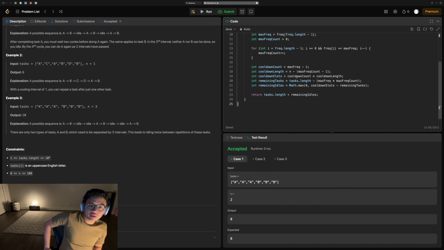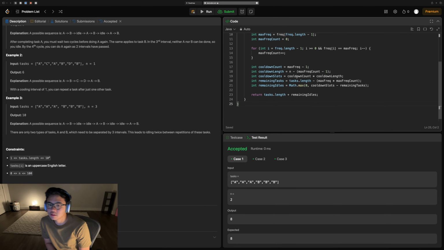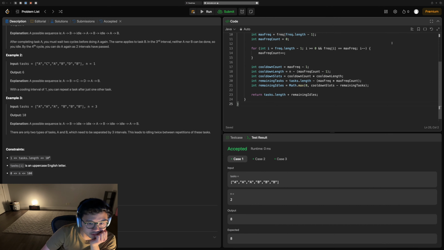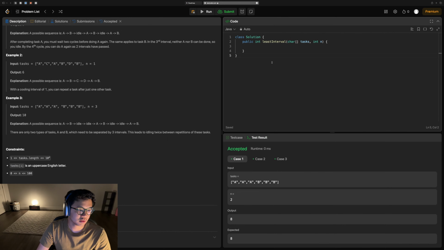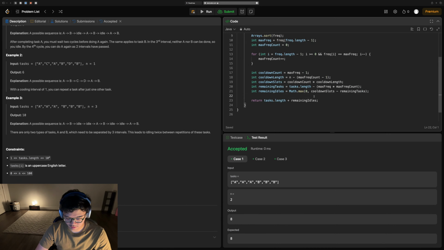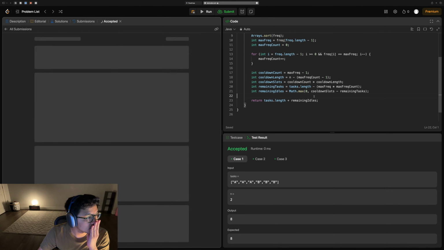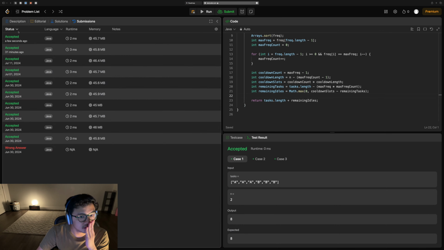Cooldown count, cooldown length, cooldown slots. That's wild. Who thinks of this, bro? Okay. Uh-oh. I'm actually gonna undo that and submit this so I have at least a reference.